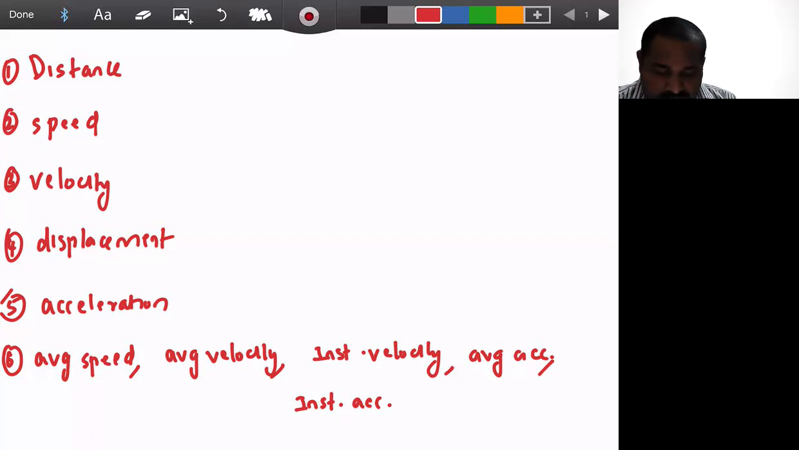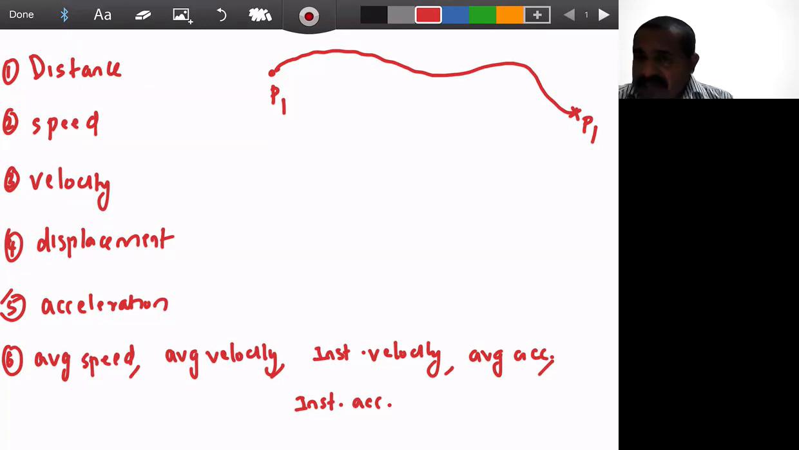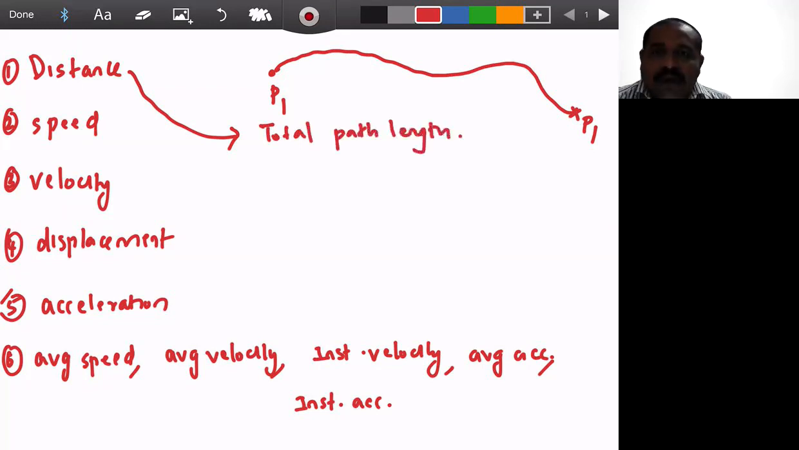So what is distance? Suppose a particle is placed somewhere here in this position. As we know what position is, correct? So suppose the particle is at the position P1. It traversed along a path and reached somewhere here. So the distance is defined as the total path length. Is it clear? Total path length. That can be measured by different techniques, either by tape or by a scale. Whatever the method of measuring, the total path length is the distance.